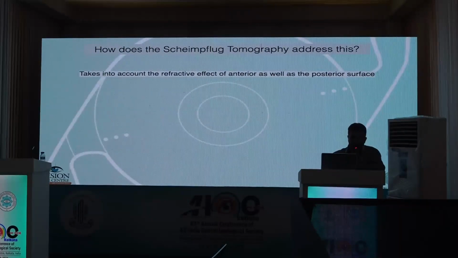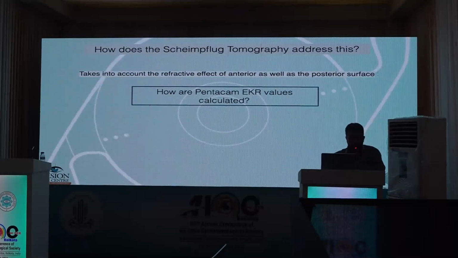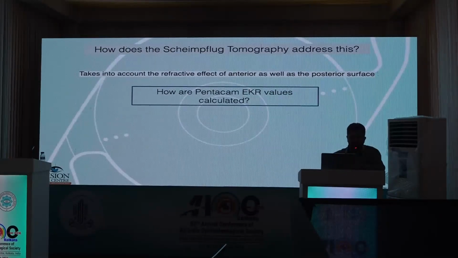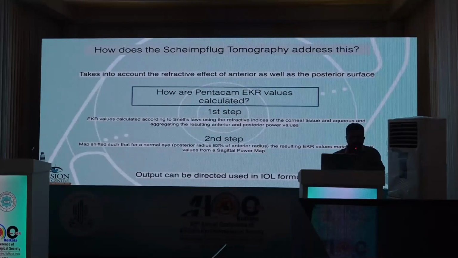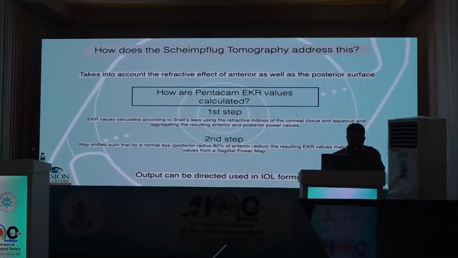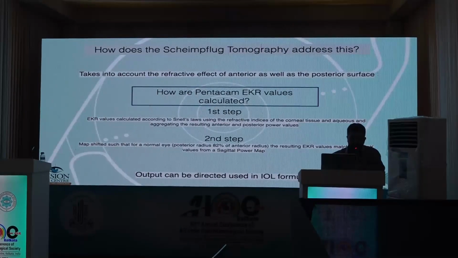This is where I find Scheimpflug tomography extremely useful in these eyes. The map that I like to use is the Pentacam EKR map, and I'll discuss this map because I'll be showing it in the other case scenarios as well. It calculates the equivalent K reading values of the cornea in 2 steps in such a way that you can feed these keratometry values directly into any IOL formula that uses a refractive index of 1.3375.